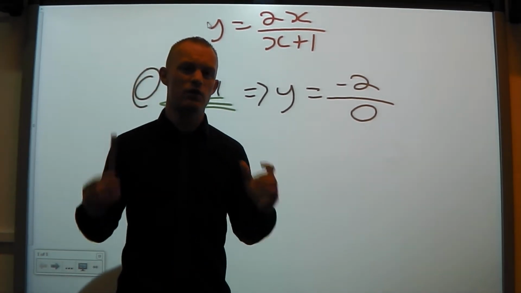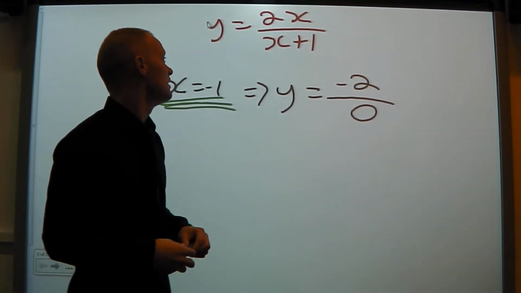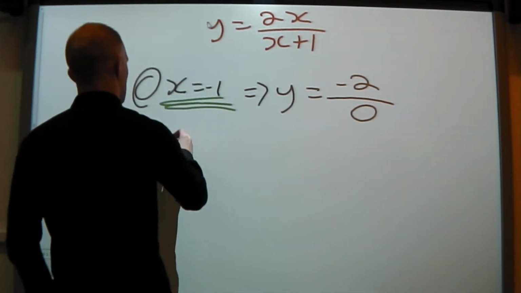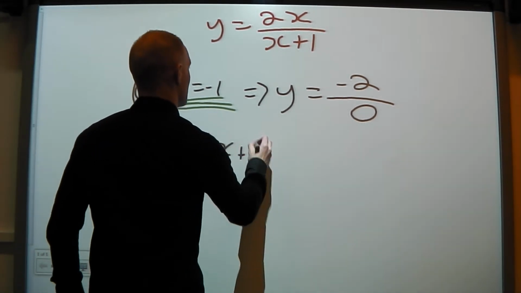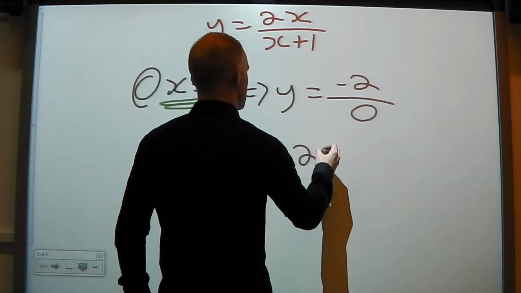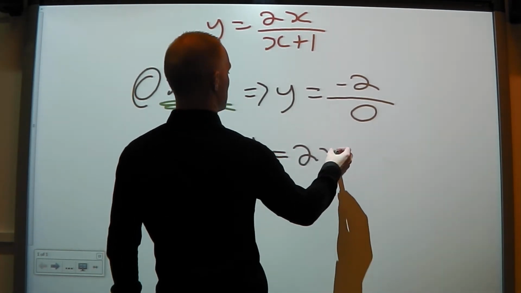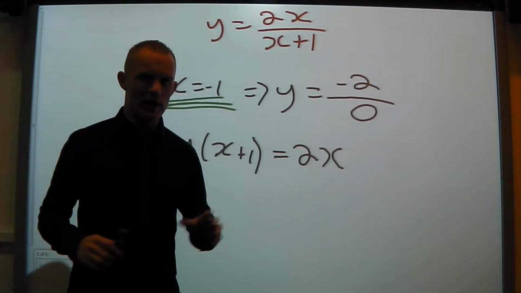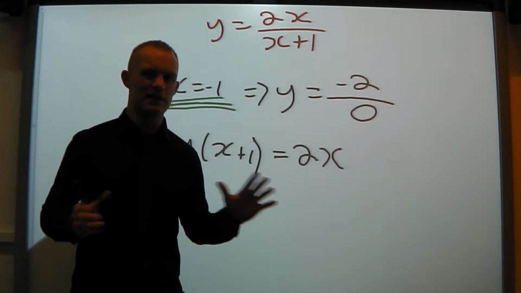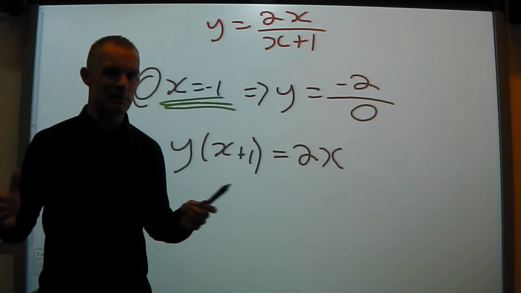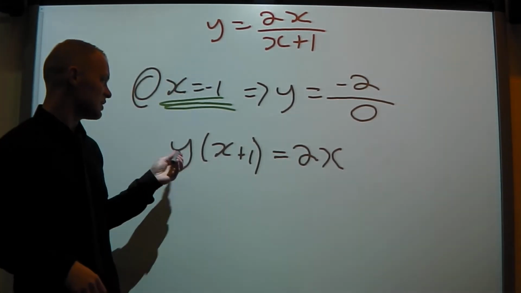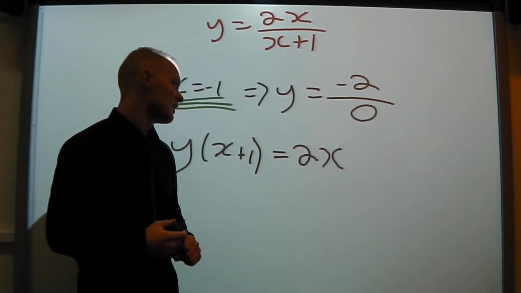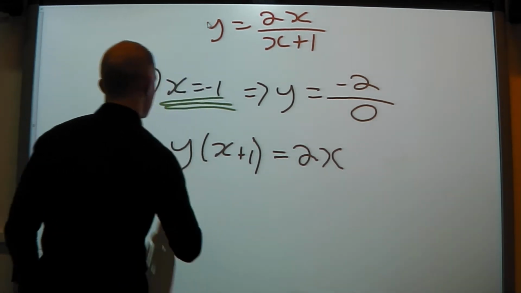So we have to ask what value of y will leave x undefinable. Well, what we can do is multiply both sides of the equation by x plus 1. So we have y times x plus 1 is equal to 2x times x plus 1 over x plus 1. So what value of y is going to leave the equation undefinable? Well, a lot of you might have spotted it already. It's actually when y is equal to 2. That leaves 2x plus 2 is equal to 2x, which means x is actually undefinable there.